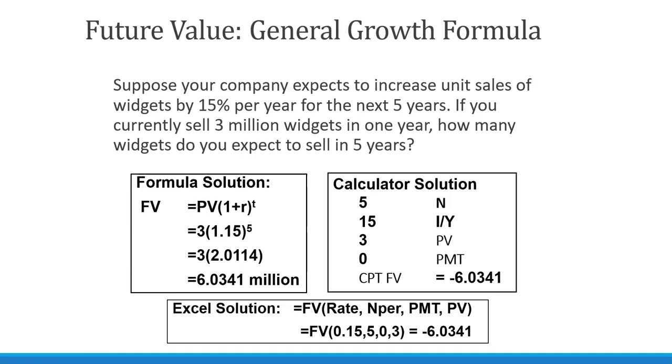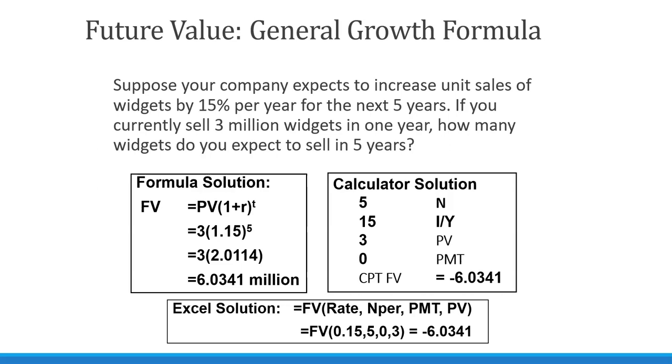For future value, we can look at the general growth formula. So suppose our company expects to increase unit sales by 15% per year for the next 5 years. If we currently sell 3 million in 1 year, how many would we expect to sell in 5 years? So we're trying to determine what that 15% growth looks like in number of units. So our current amount is 3 million. Our rate is 15%. That's the growth we're looking at per year. And our time period is 5 years.